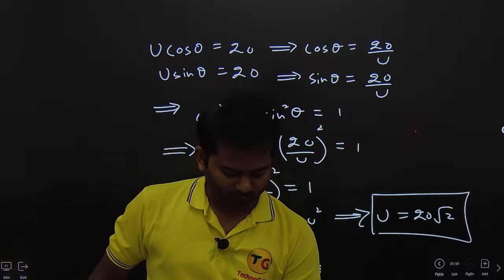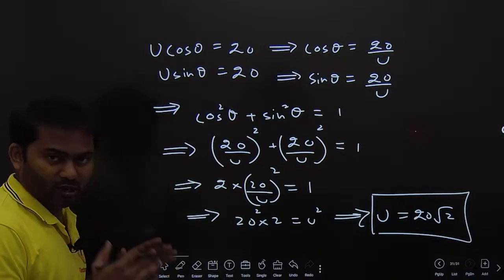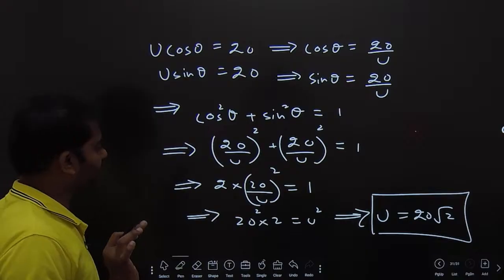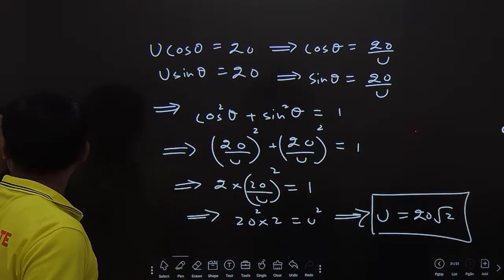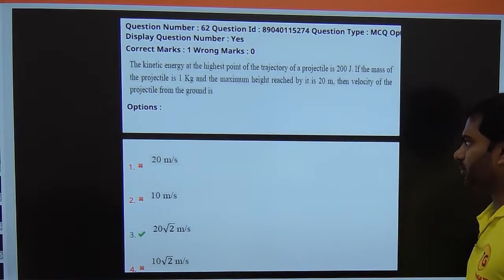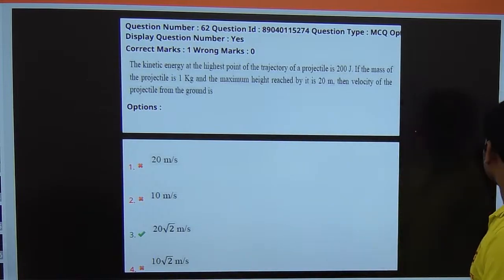I believe it is clear. Hope there is no confusion at all. Understood? It's all maths. If you are able to do the maths, you can easily get the answer. So 20 root 2, hence it is matching with option number 3. 20 root 2, it is matching with option number 3. Clear? You can copy the solution.